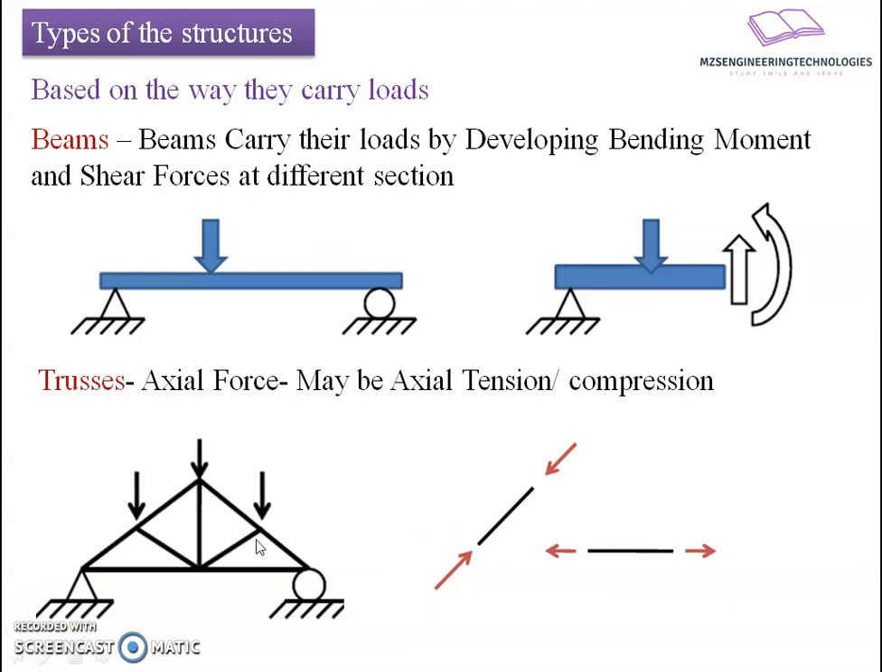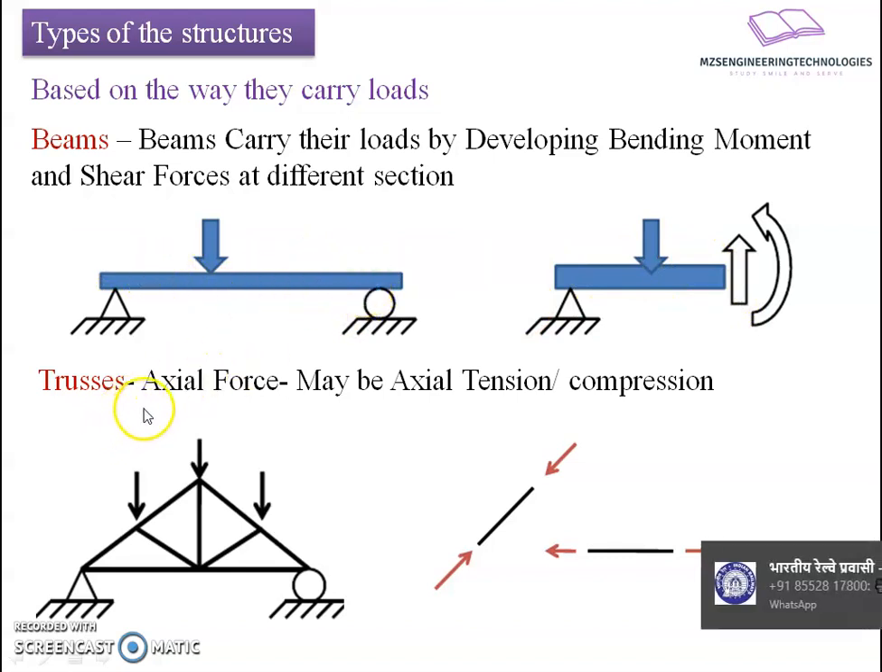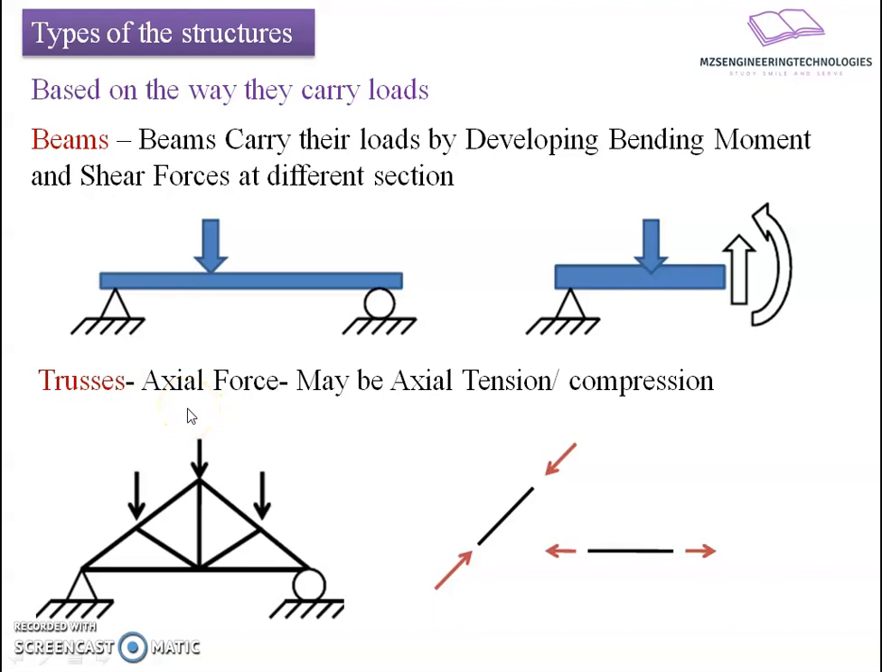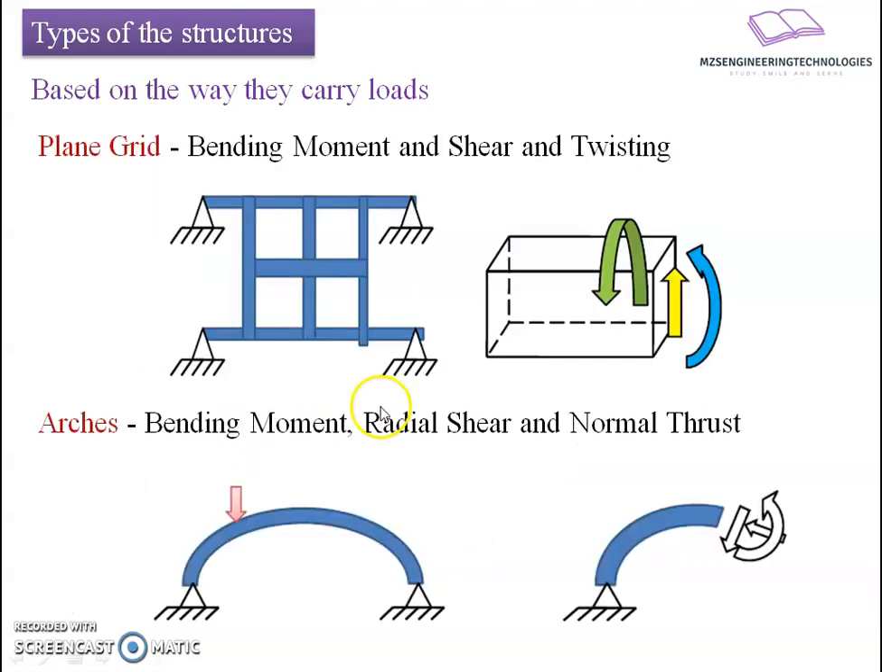Based on the way they carry the loads, the structure is classified as beams. Beams carry their loads by developing bending moment and shear force at different sections. So here we consider that a beam is subjected to a load, predominantly a flexural load, thereby developing the bending moment across the span as well as the shear across the length of the section. In the case of trusses, we consider them as axially loaded elements, which carry only the axial force. It may be either axial tension or axial compression.